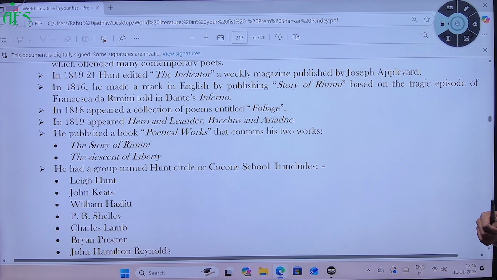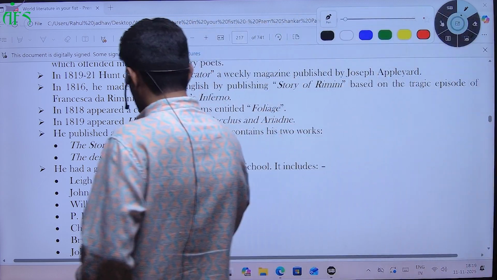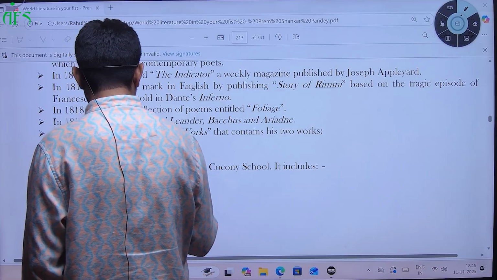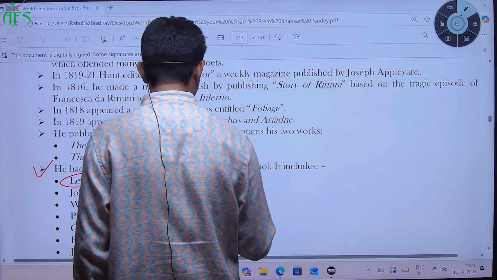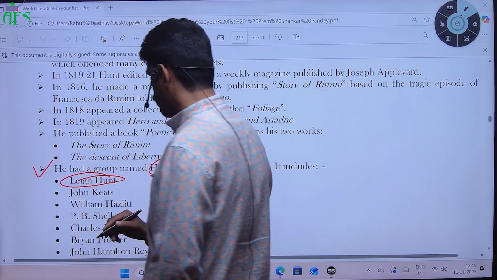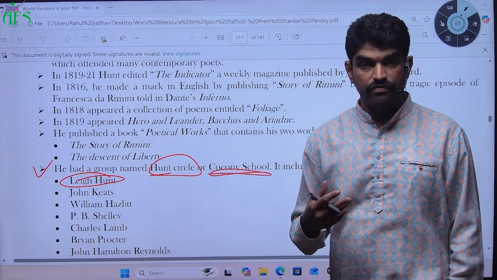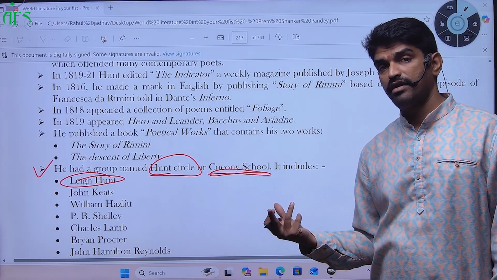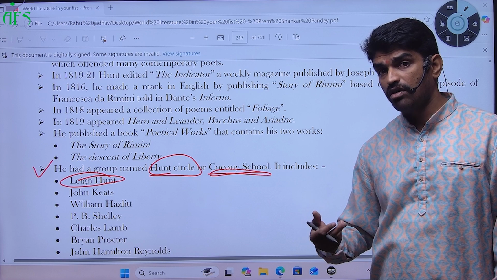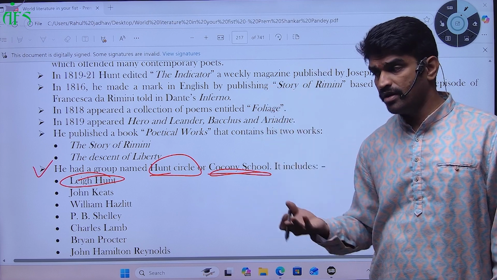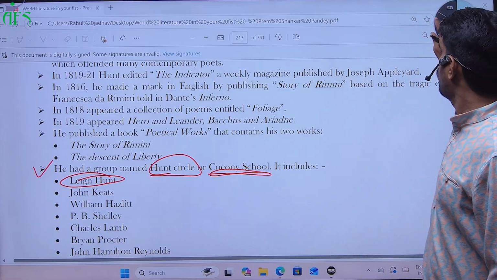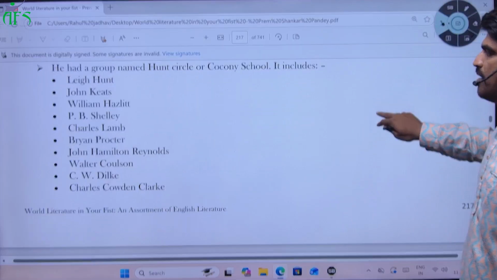Cockney School. Again, this is very important. It was named by Leigh Hunt. It was a school which is called Hunt Circle or Cockney School. And who were there? There were some prominent figures who got fame in their later life very prominently. But this wouldn't have been in Leigh Hunt's mind when he created a circle of great people around him. Let's have a look at those people.